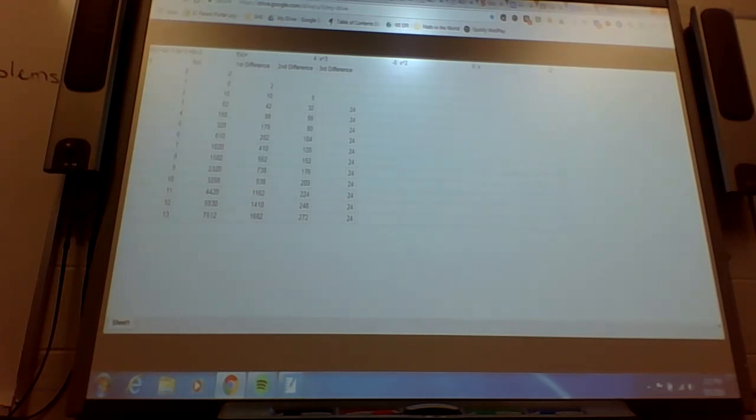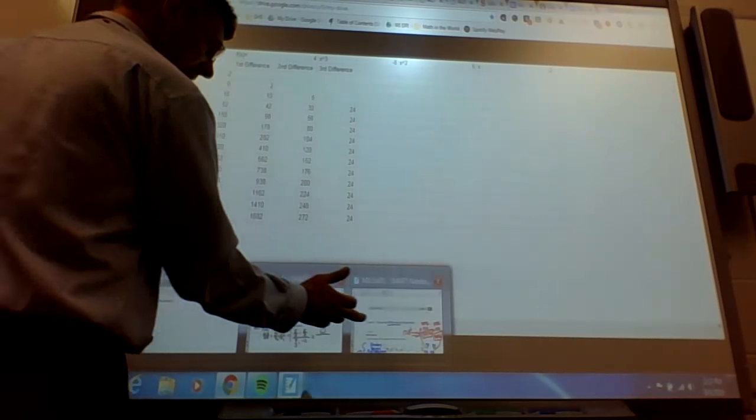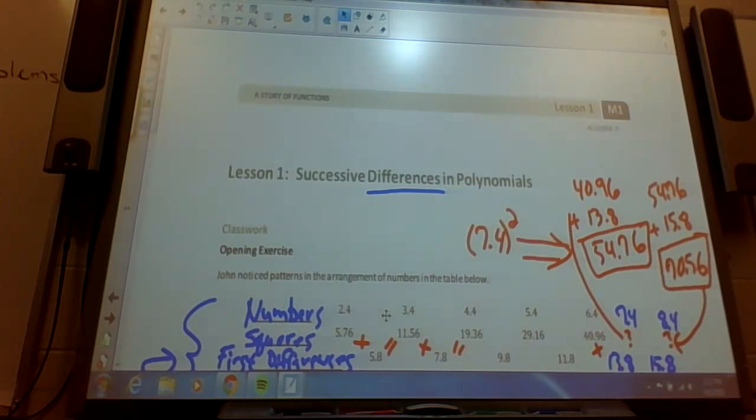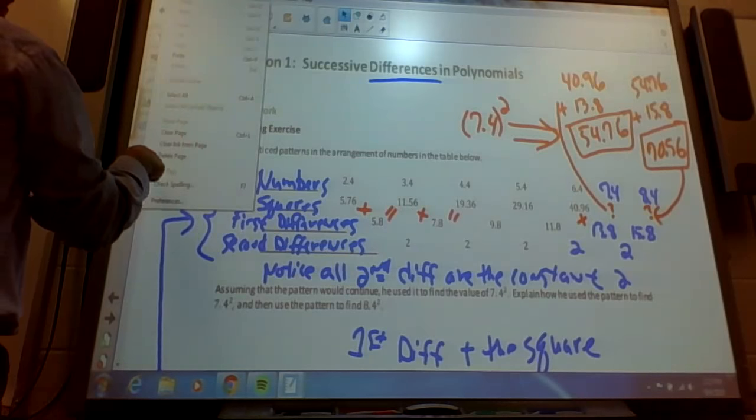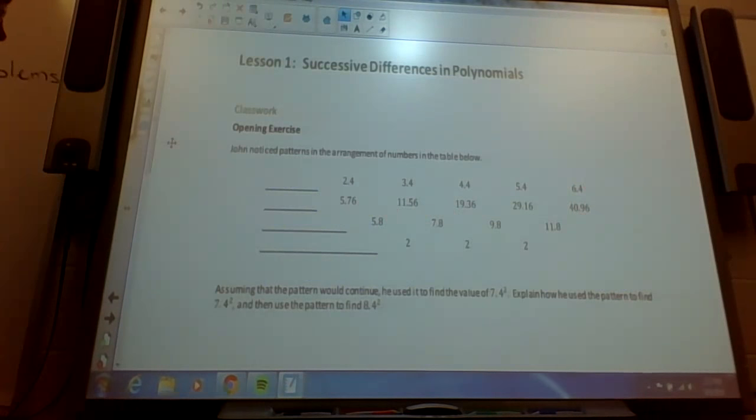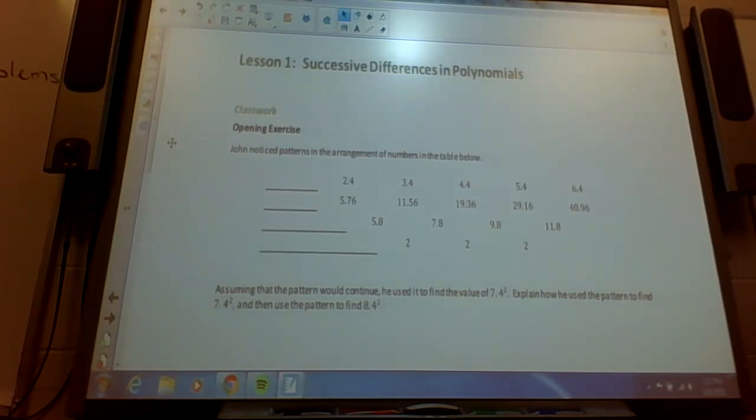Okay? So now what I want to do is go back to the lesson that we handed out to everybody. And this is the lesson with Mr. Erickson's chicken scratch all over it. So what I'm going to do is clear ink from page. And we're going to talk about the opening exercise, but we're only going to skip around that because we did this yesterday, right? We talked about patterns in these lists of numbers.